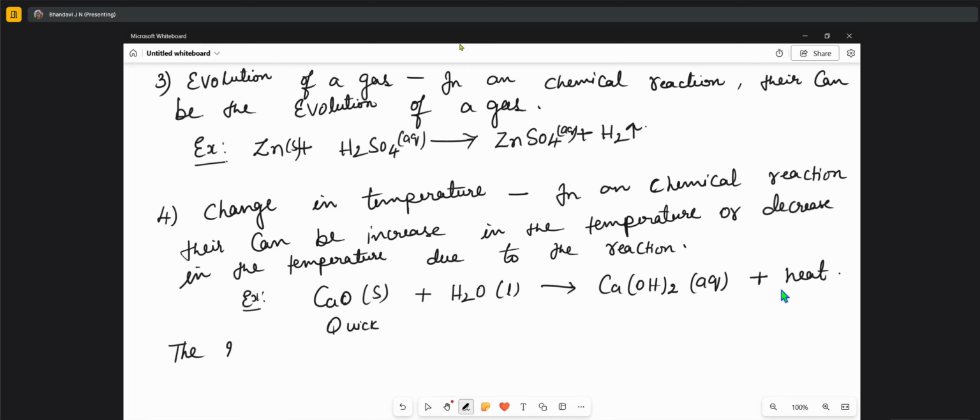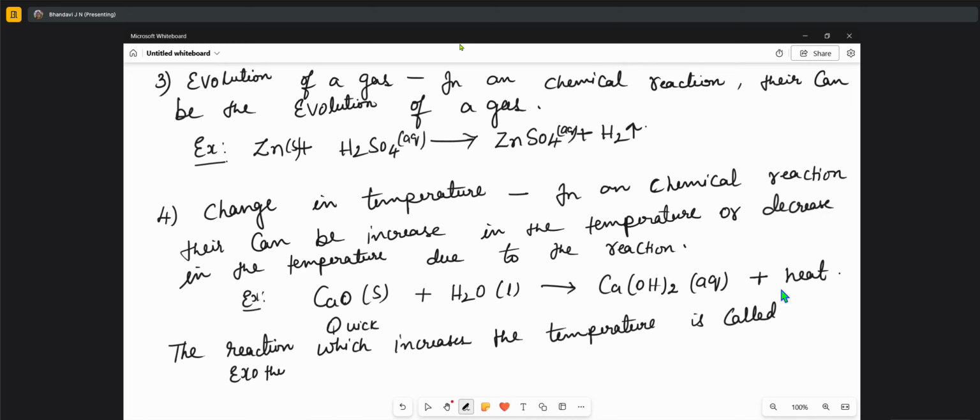Write down: the reaction which increases the temperature is called an exothermic reaction. It is called an exothermic reaction. Okay.